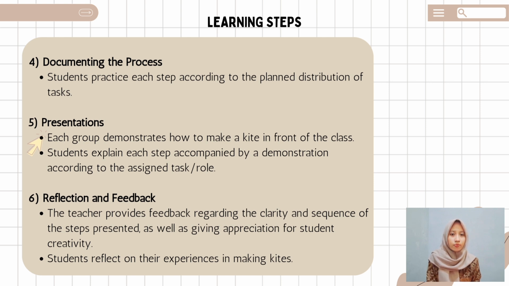Then presentation. Each group demonstrates how to make a kite in front of the class, and students explain each step accompanied by a demonstration according to the assigned task or role. And the last step is reflection and feedback. The teacher provides feedback regarding the clarity and sequence of the steps presented, as well as giving appreciation for students' creativity. And students reflect on their experiences in making kites.